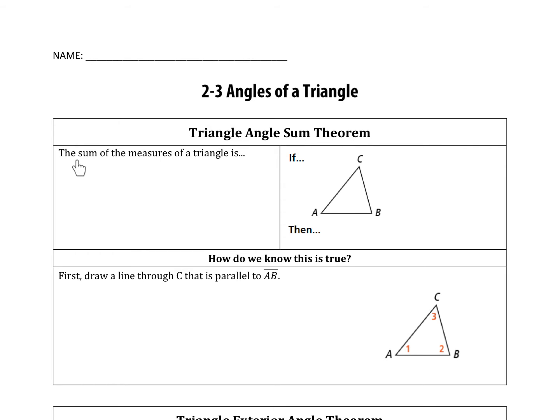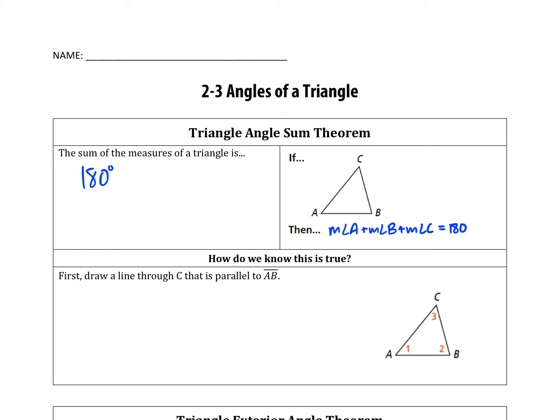And so what it says is if we look at the three angles inside a triangle, the sum of those angles will always be 180 degrees. So in other words, in this picture over here, if I took the measure of angle A plus the measure of angle B plus the measure of angle C, I'll always get 180.